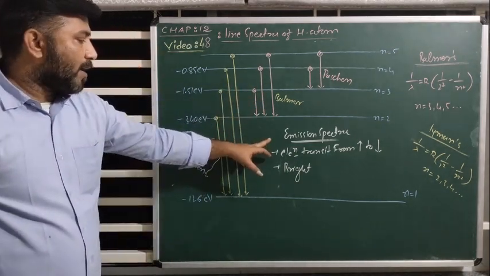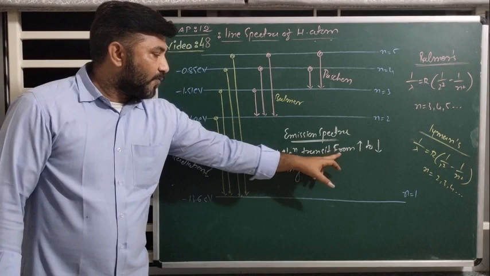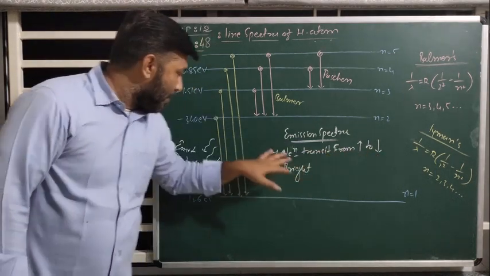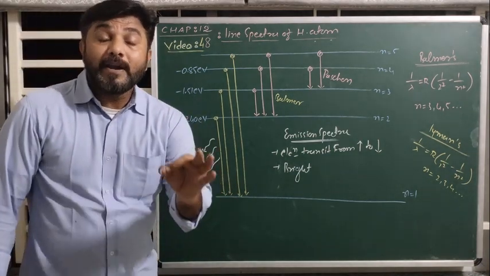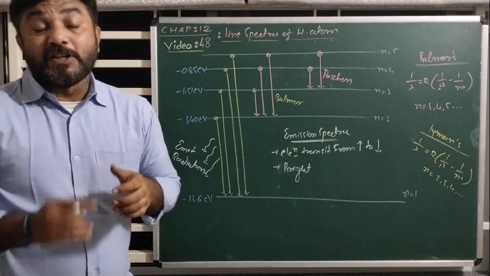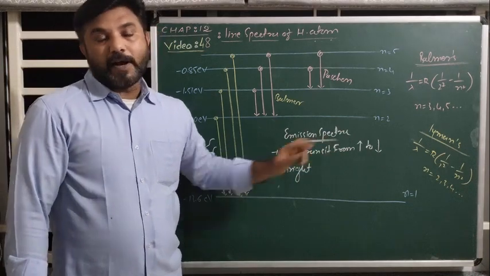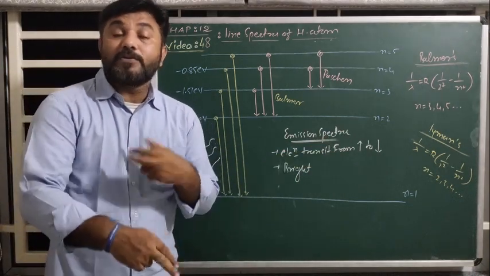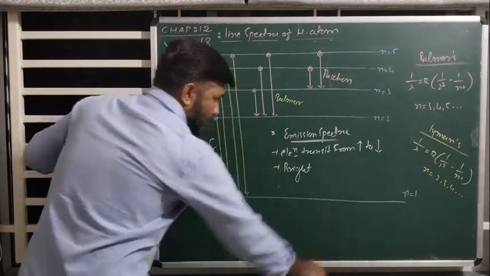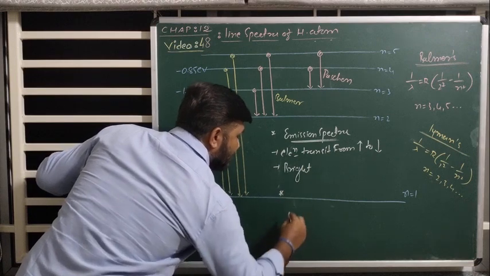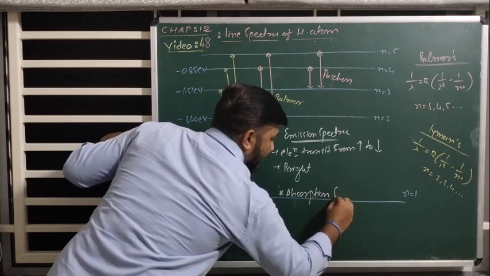So what is emission spectra? From the figure it is very clear that when electron transit from high energy level to low energy level, it emits the radiation and that radiation gives us bright lines. The spectrum of bright lines is known as emission spectra. And opposite to that, vice versa, there is one more definition, and it is for your homework. It is nothing but absorption spectra.